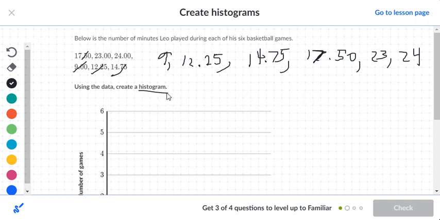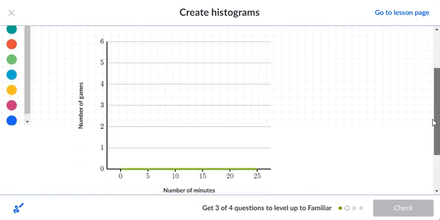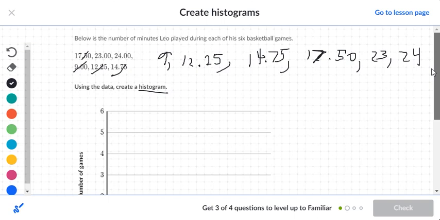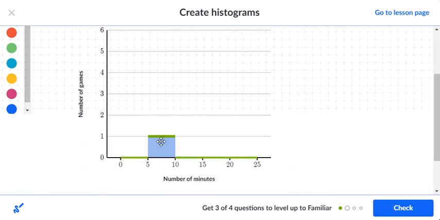Now remember, this is a histogram, so it's like a bar graph, but it sits between a range. So we want to go 0 to 5. Well, there's nothing between 0 and 5. It actually starts at 9. Between 5 and 10, there is a 9, so there's one piece of data here.